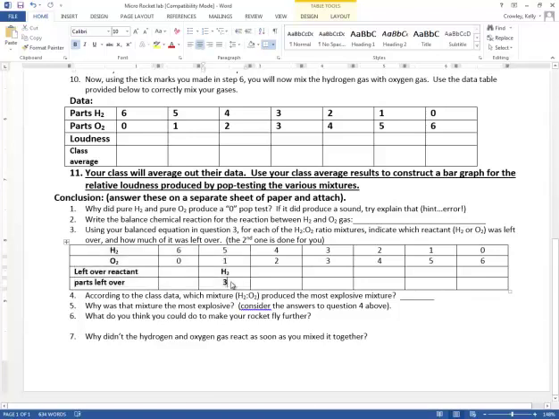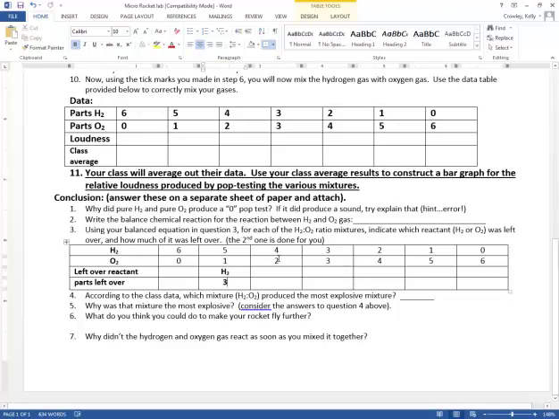Okay, that's the logic of the answer here, the 3. There are 3 parts hydrogen left over. We had 5 available, but I only used 2. So there are 3 parts left over. Okay, now I'm going to show you one more just to make sure you got it.